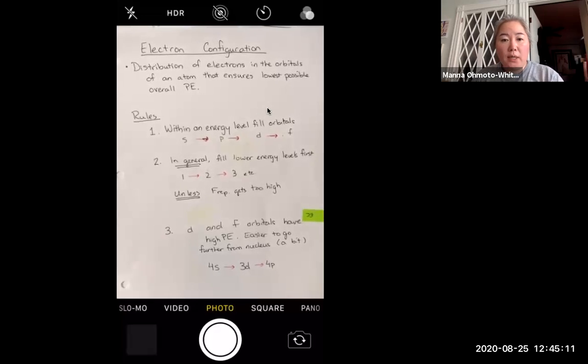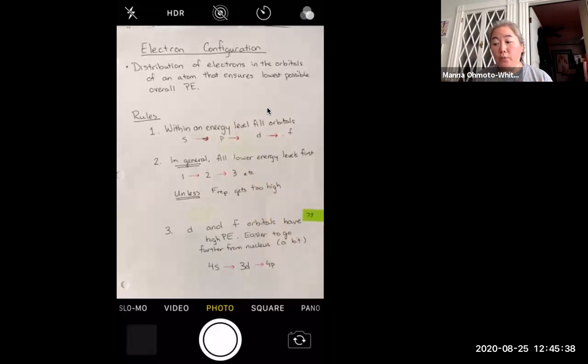This is video 2 in electron configuration. So we now understand the general things that go behind where an electron is likely to be. It wants to maximize its closeness to the nucleus, but it also doesn't want to get too close to other electrons. So the distribution of electrons in the orbitals is trying to ensure that each of the electrons has the lowest possible potential energy that it can.